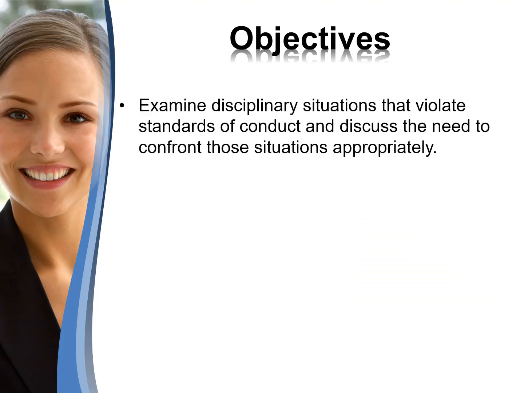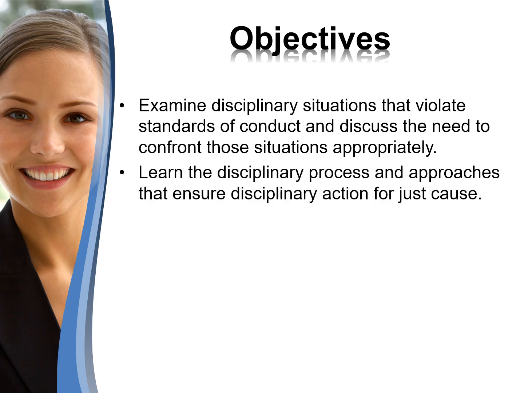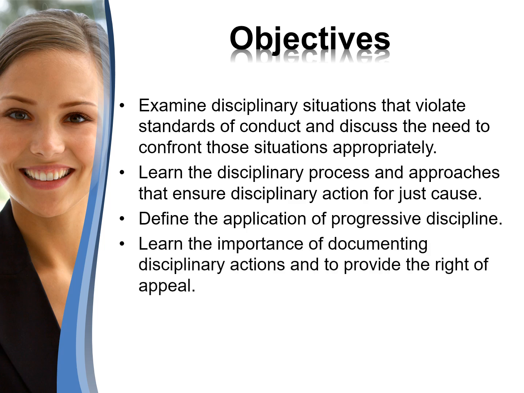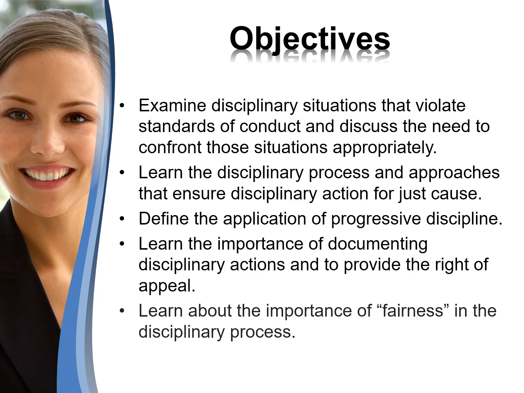So, we're going to examine some disciplinary situations that violate standards of conduct and discuss the need to confront those situations appropriately. We're going to learn the disciplinary process and approaches that ensure disciplinary action for just cause. We're going to define the application of progressive discipline, and learn the importance of documenting disciplinary actions and providing the right of appeal. We're also going to take a look at the importance of fairness in the disciplinary process.